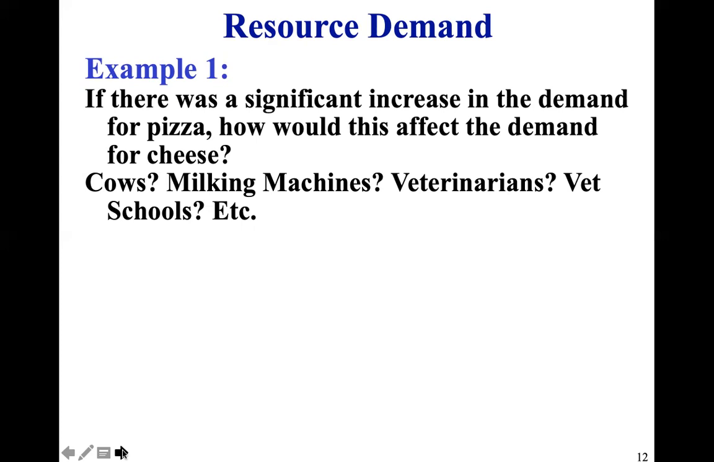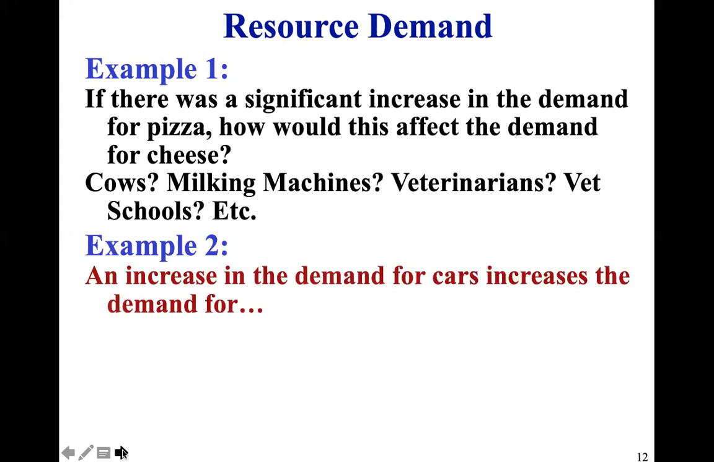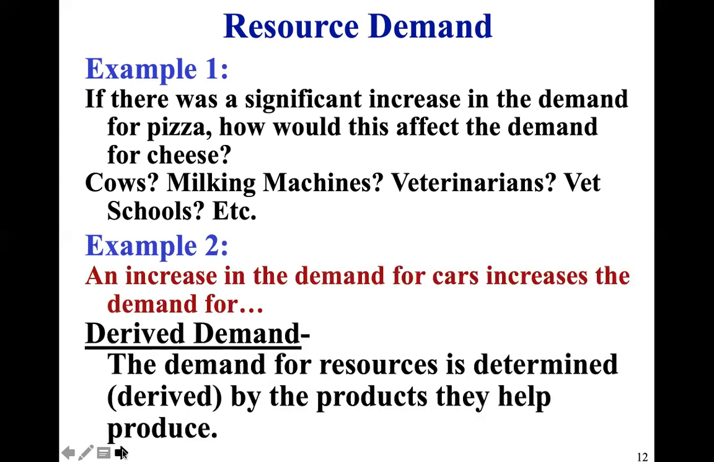Okay, so all these resources that go behind the products that we consume as consumers are going to be interrelated, right? And if the price of a product goes up, then the demand for those resources is going to go up. Okay, and this is the concept of derived demand. Derived demand is the demand for resources is determined, aka derived from, the products they helped produce. And this is one of the major determinants of the demand for labor, the concept of derived demand.